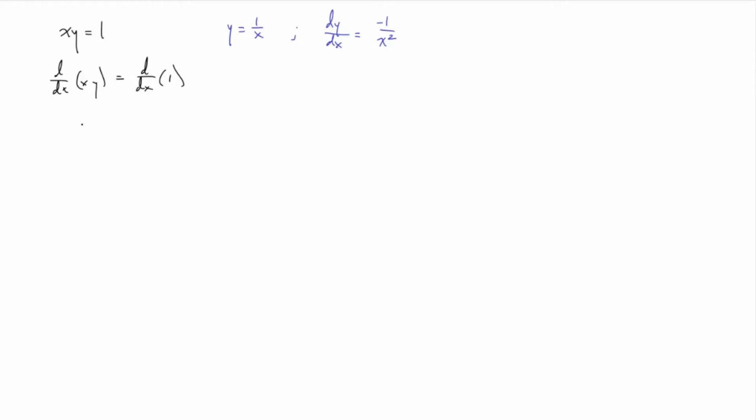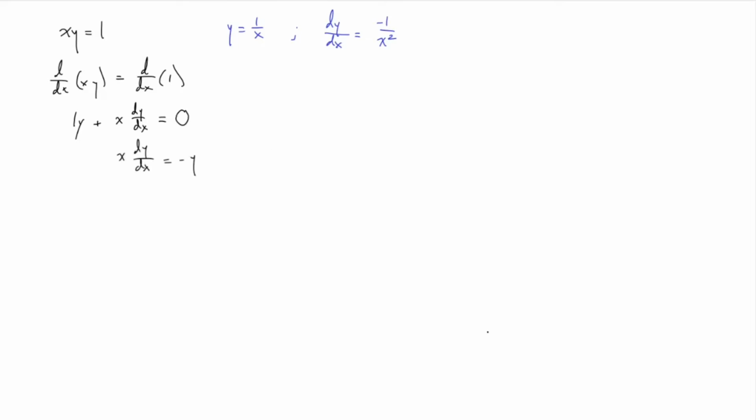And the product rule says it's the derivative of the first, and the first is x, and the derivative of x is just 1, times the second, so that's times y, plus the first, which is x, times the derivative of the second. And what's the derivative of y? Well, it's dy/dx. And what's that equal to? It's equal to the derivative of 1, which is 0.